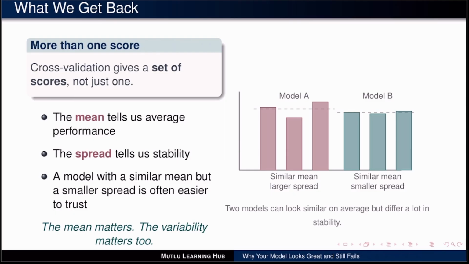So what do we actually get back from cross-validation? Not just one score, but a set of scores, and that matters. The mean of those scores tells us about average performance. The spread tells us how stable that performance is across different splits. So, if two models have similar average performance, but one of them varies a lot more from split to split, that model is usually harder to trust. That's why cross-validation is not only about getting a better estimate of performance, it's also about understanding stability.